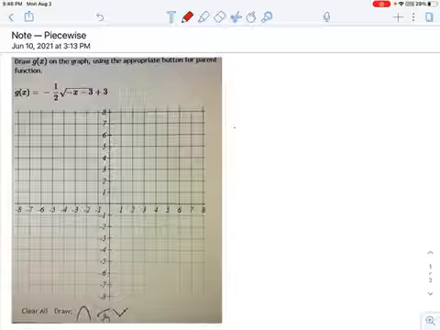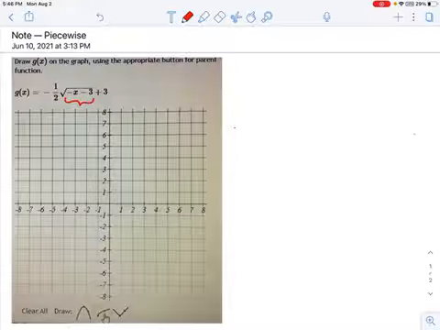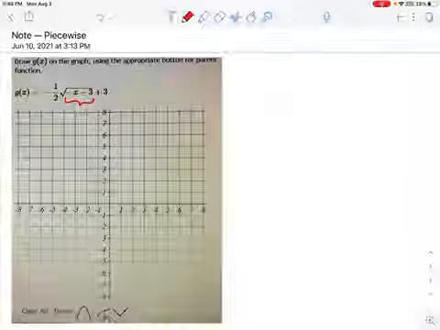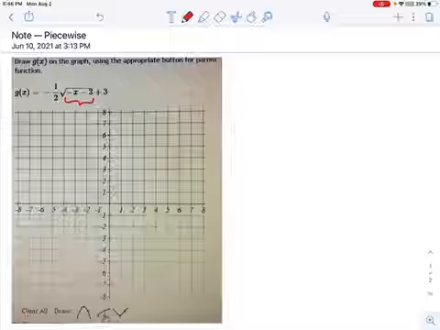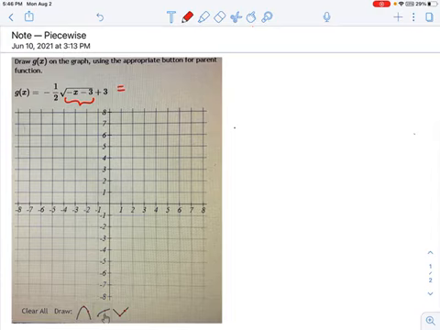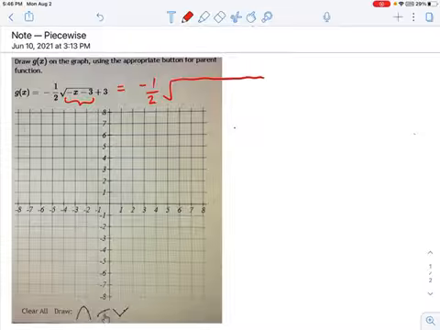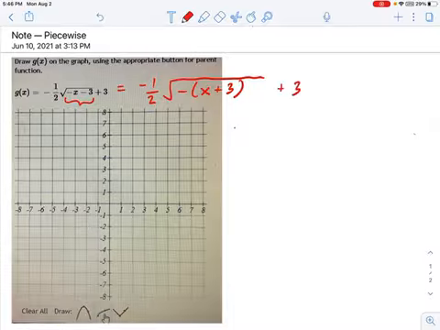And what I want you to always do, if you see something that looks like this right here, that negative x minus 3, I want you to remember to factor out the negative sign so that you show, using an equation, that the reflection is happening on both the x and the shift. And here's what I mean by that. I'm going to rewrite this as negative 1/2 square root of negative x plus 3, and then there's a plus 3 over here. Okay, that's the equation that I'm talking about.